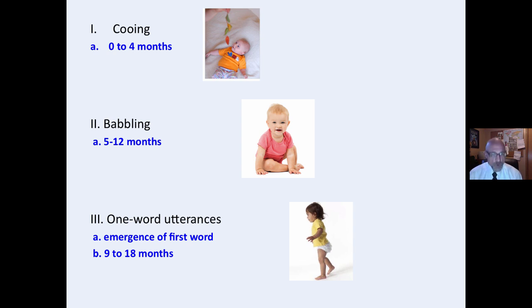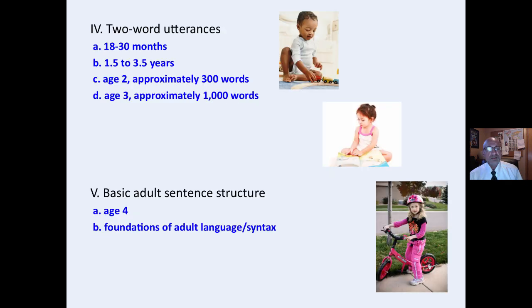The next stage, one-word utterances, anywhere from 9 to 18 months, the emergence of the first word. This is called telegraphic speech sometimes because the child uses one word to communicate complex ideas. Cookie means, I wish you to give me a cookie right now, please. Two-word utterances anywhere from 18 to 30 months, 1.5 to 3.5 years of age. They begin to put two words together.